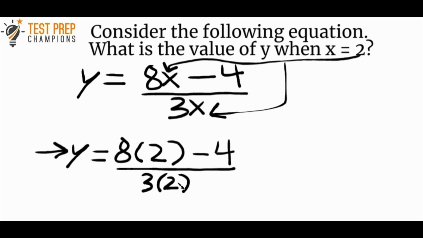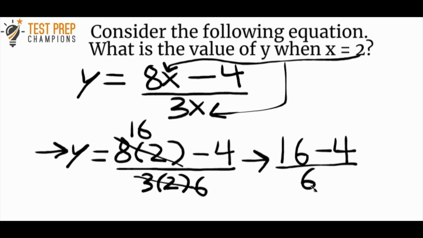The order of operations rules are important to note for the GED test. I do have a video where I break down all the order of operations rules, which I will link down below. But basically, you always want to do your multiplication and your division before you do your subtraction. So let's handle our multiplication here. 8 times 2 is 16, and 3 times 2 is 6. Let me rewrite this so it's a little cleaner. Now we're at 16 minus 4, divided by 6.